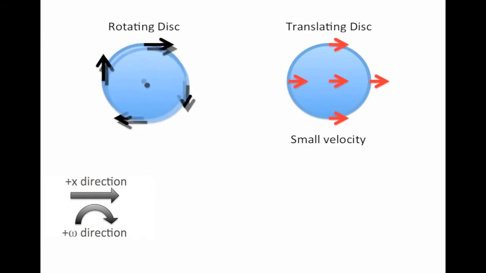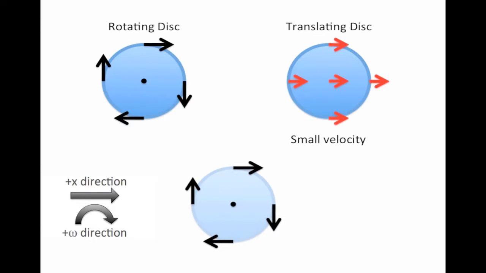If we superimpose the images, we can get both sets of velocity arrows on top of each other. We can add those vectors together, and we see the results here. The bottom of the disk moves slowly to the left, while its center of mass moves to the right.